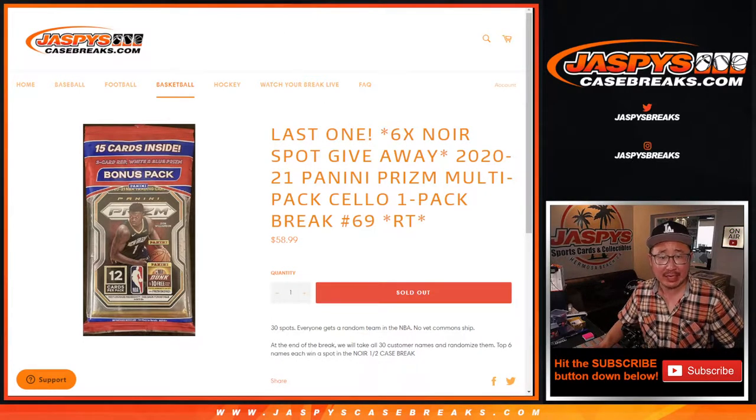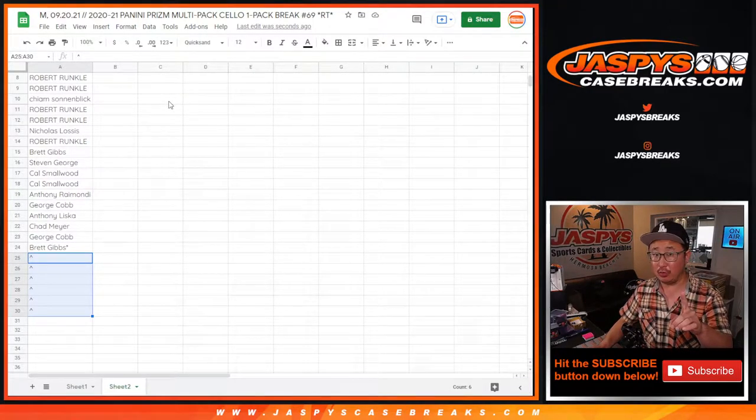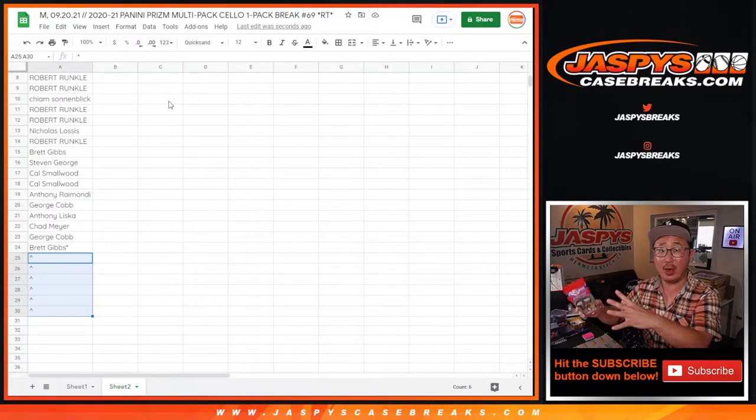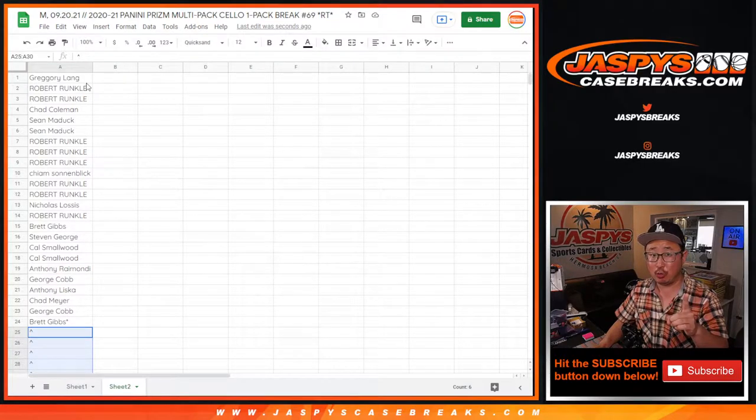Now, there's a few things happening here. There's going to be three different dice rolls in this break. The first dice roll, we pulled six spots out of this pack to give them away. So we only sold 24 spots. So the first dice roll will be giving away those six spots to the 24 people, right? 24 spots. The second dice roll will be for the break itself.